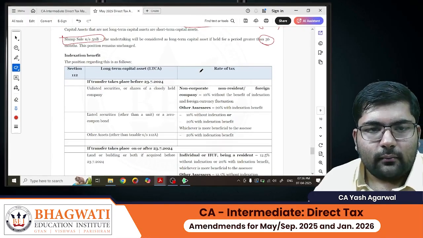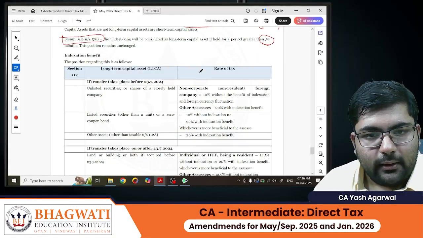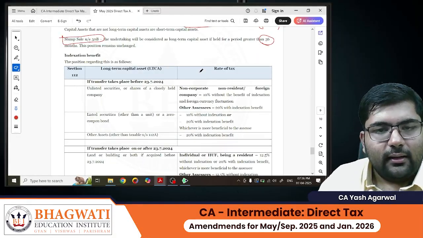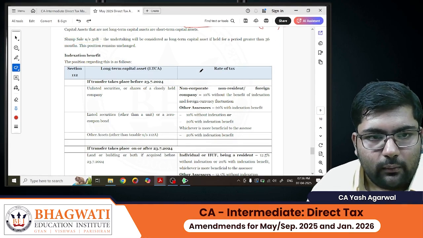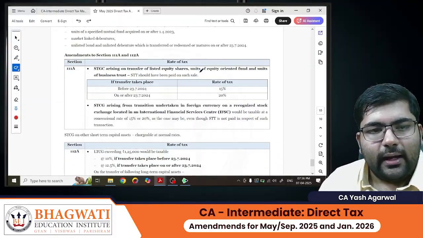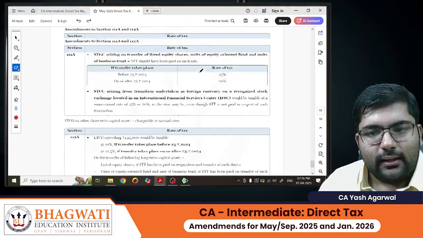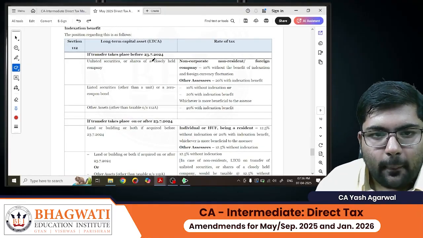Indexation benefit. As one blanket statement, indexation benefit is no longer available. Okay, but in some ways, indexation benefit is still available. That we are going to have a look at now. If you understand section 112, the other items are very easy. 112A and 111A are very simple. It's nothing very complicated in them. Please pay attention to 112, understand this properly.